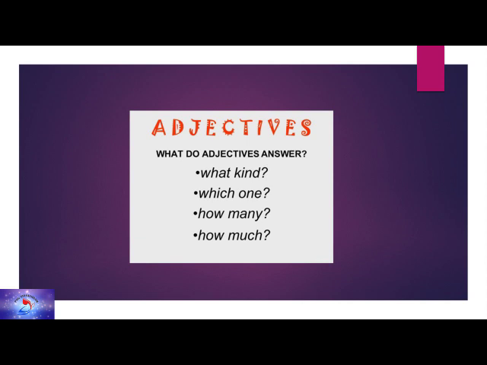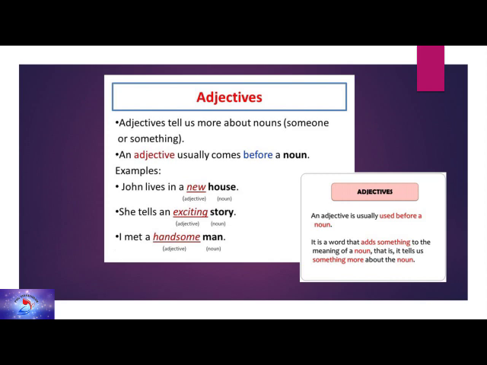Adjectives. So what do you mean by an adjective? Adjectives tell us more about nouns, so someone or something. An adjective usually comes before a noun. So you can easily find an adjective in a sentence. Always it is placed before a noun. Examples: John lives in a new house. So here it describes the house. It is a new one. So it is the adjective here.